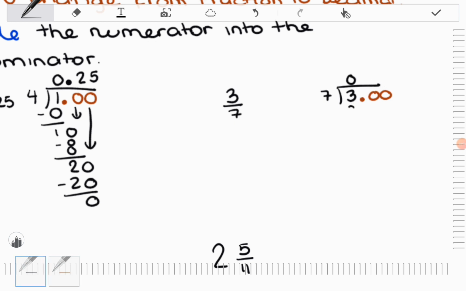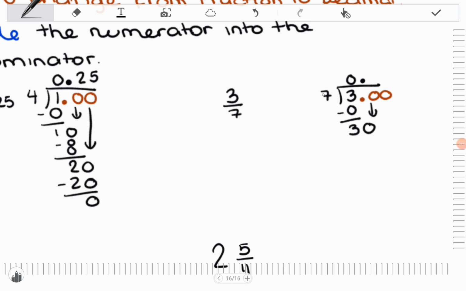0 times 7 is 0. I subtract, and this is 3. I'm going to bring the 0 down, but before the 0 there is a point, so I have to put the point on top. Now I can bring the 0 down, and this is going to be a 30.